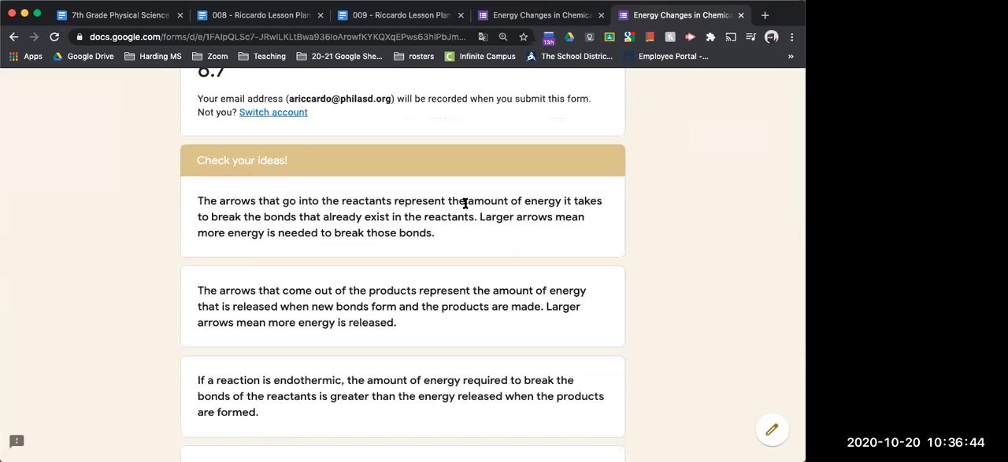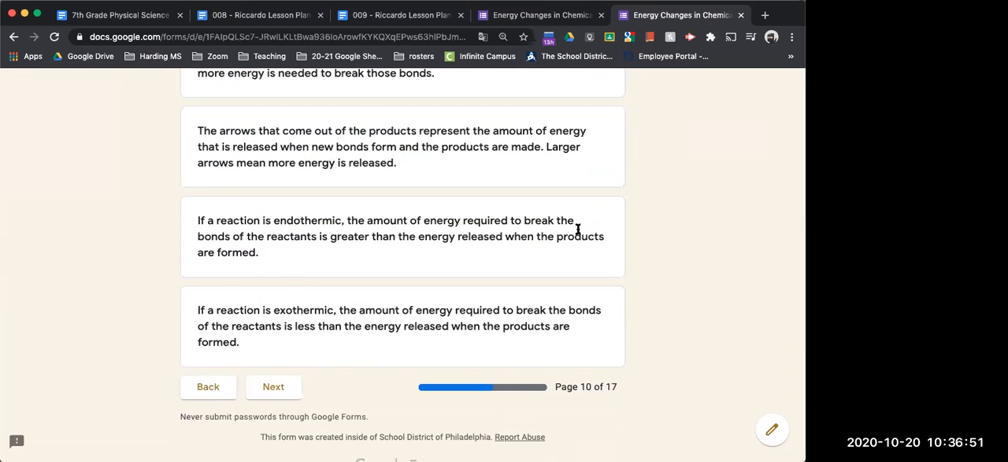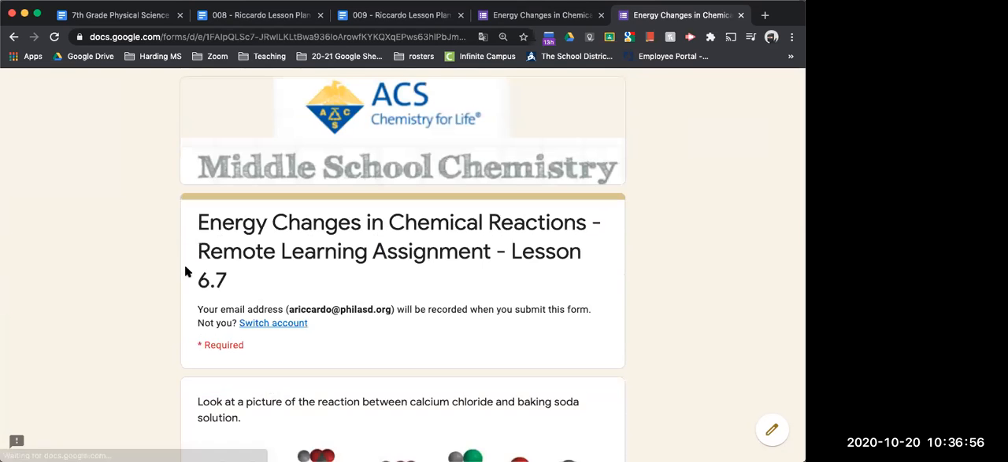The arrows represent the energy it takes to break the bonds. All right, going into it. Energy released. If endothermic, the energy required to break the bonds is greater, and then less. Excellent. Got them.